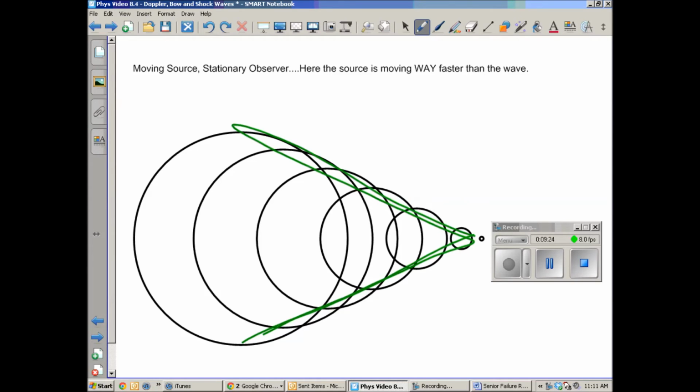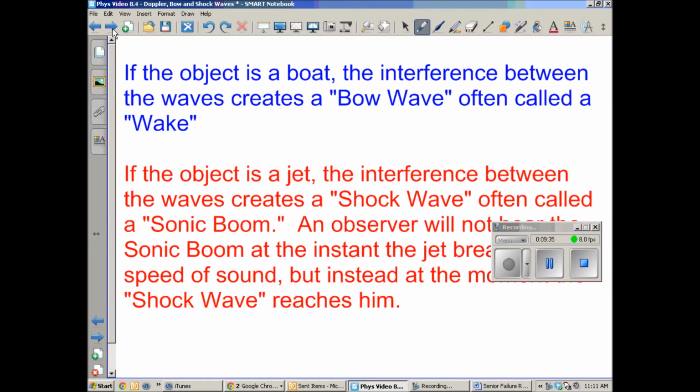Okay, so that is worth noting, and I don't think I wrote this in the video, you should write it down: as the source goes faster and faster, the angle of that bow wave or shock wave gets narrower and narrower. Okay? All right.